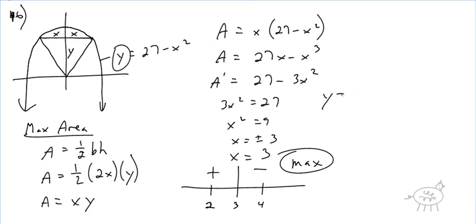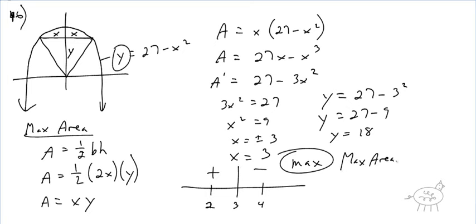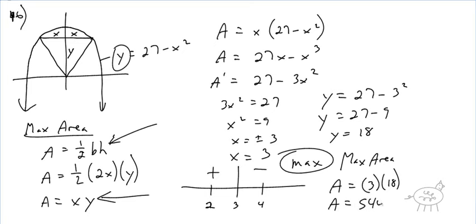Obviously, we need to find our y values. So we plug that into 27 minus 3 squared. So y is equal to 27 minus 9. y is 18. And then, of course, our maximum area is going to be plugging back into the original problem, right here, which is really this guy here, isn't it? So area is equal to 3 times 18. So area is going to be 54, and it's units squared.